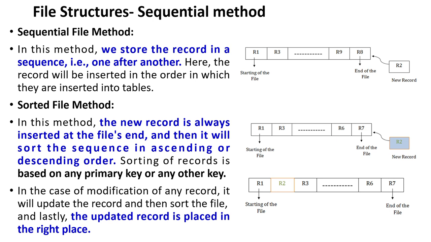File structure, sequential file method. In this method, we store the records in a sequence, one after the other. The records are stored in the order in which they are inserted into the table. Sorted file method. In this method, the new record is always inserted in the file and then the file is sorted in ascending or descending order based on the primary or any other key. In this case, modification of any record will update the record and sort the file. The updated record is placed in the right place.